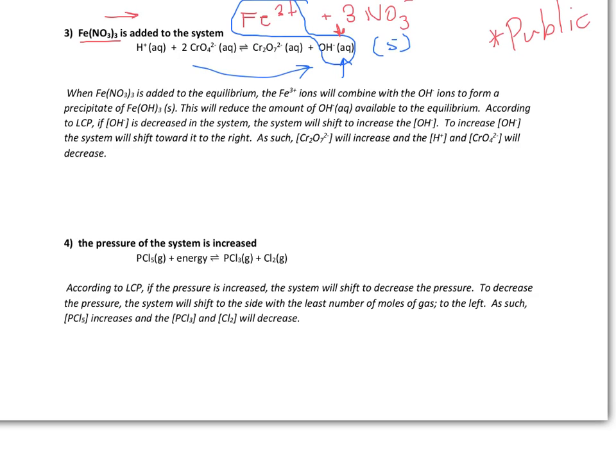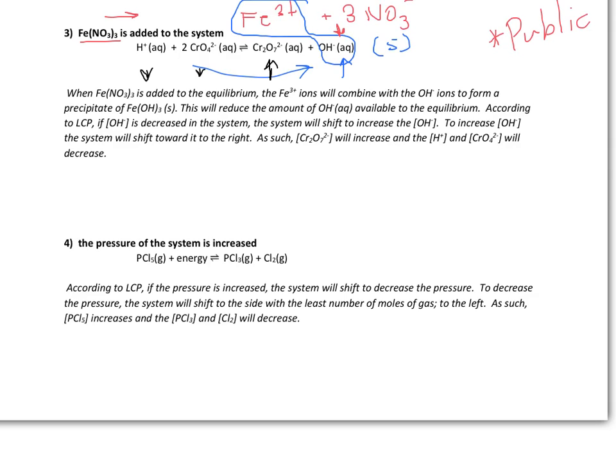When it shifts towards the products, the concentration of Cr2O7 will increase, and the concentration of H+ and CrO4 will decrease. Therefore, we continue with the same answer as above. According to Le Chatelier's principle, if the concentration of hydroxide is decreased, the system will shift to increase the hydroxide. So we talk about the stress and the opposite of the stress. Then we have to talk about the shifting direction. So to increase the concentration of hydroxide, the system will shift to the right. As such, Cr2O7 will increase, and H+ and CrO4 will decrease.